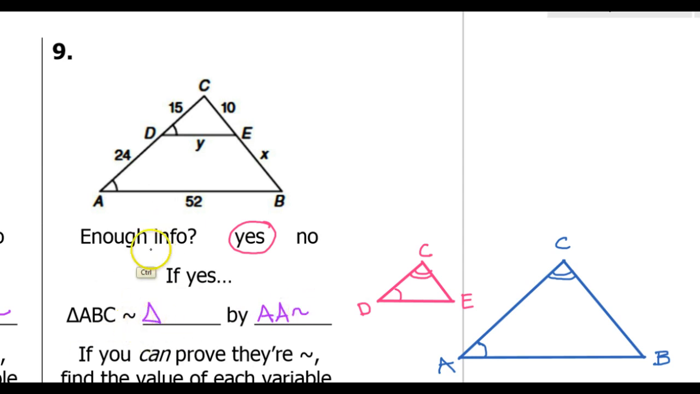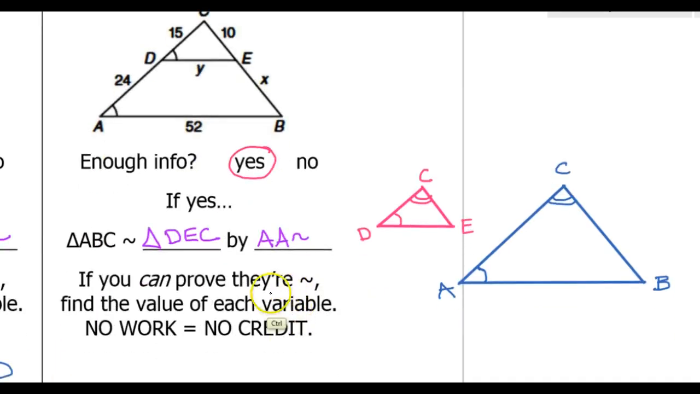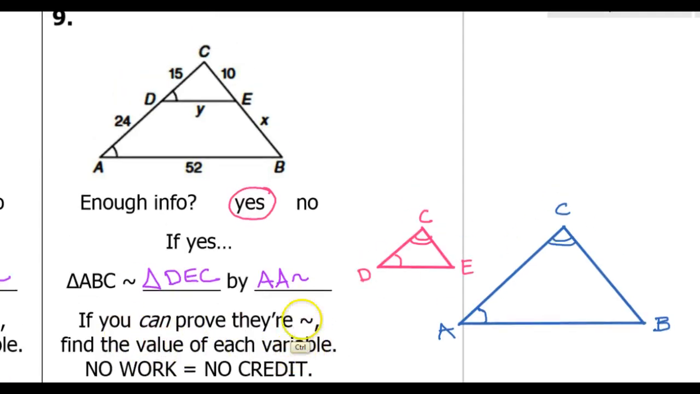And triangle ABC, A corresponds with D, B corresponds with E, and angle C corresponds with angle C. All right, since they are similar, I need to go ahead and find the value of each variable. So let's go ahead and label these pictures.